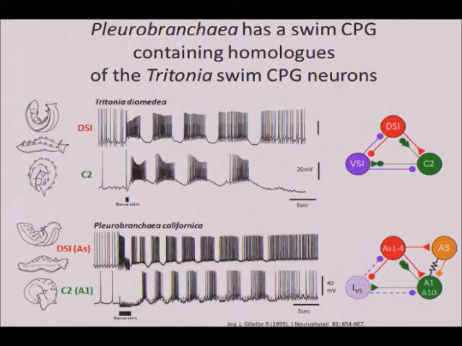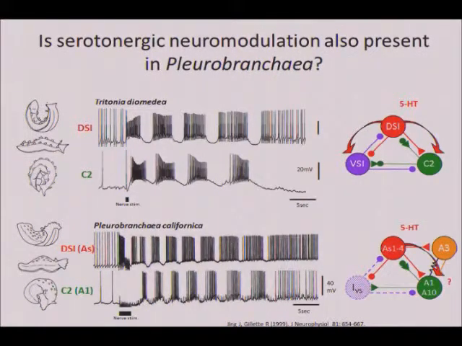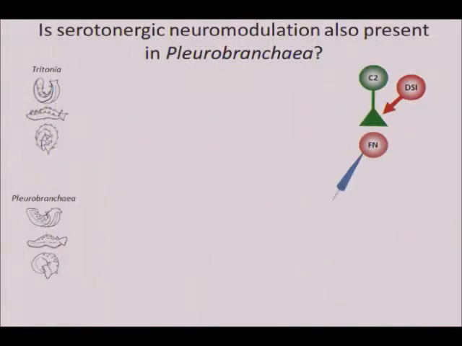And this synapse in particular has an important role, we think, in swimming, but we don't see evidence for it in Tritonia at all. As I showed you already, serotonin plays a major role in the circuit. So the DSIs are serotonergic, these AS cells, the DSI homologs, are serotonergic. Does serotonin play a role in swimming in Pleurobranchaea? And is this modulation even present? So to address this, my student Josh Lillvis recorded from C2, DSI, and a follower of C2.